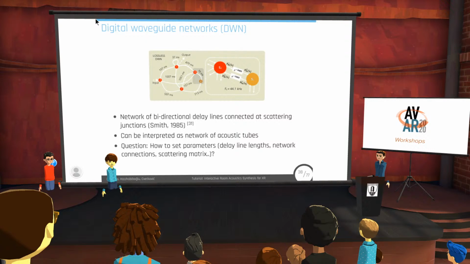Here we see a digital waveguide network. It is really what it says on the tin: a network of digital waveguides, and a digital waveguide is nothing more than a bidirectional delay line. You can see in the figure on the left a certain input coming into the scattering node, which is the name we give to these red bubbles, in this case scattering node number 2, which, as the name suggests, scatters energy across all the other delay lines.